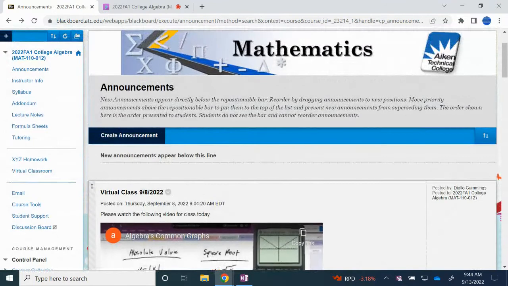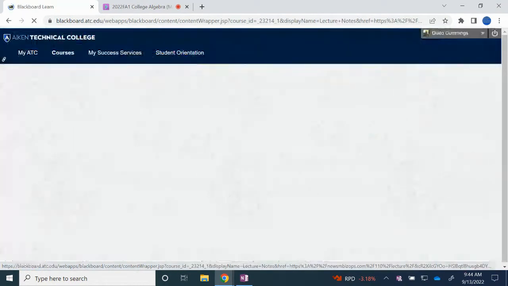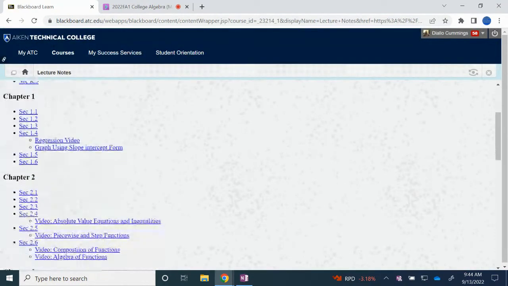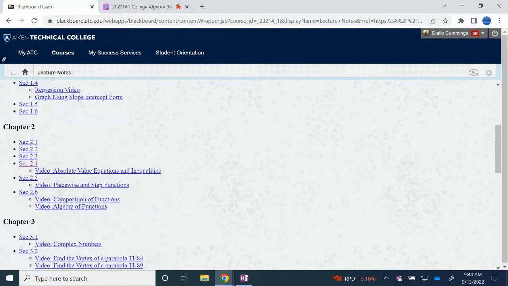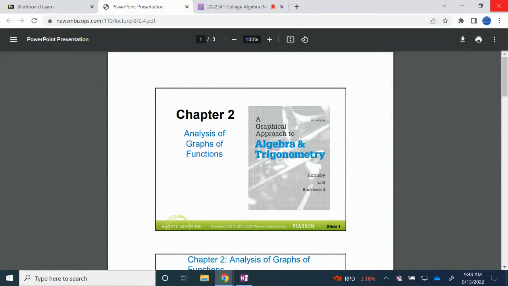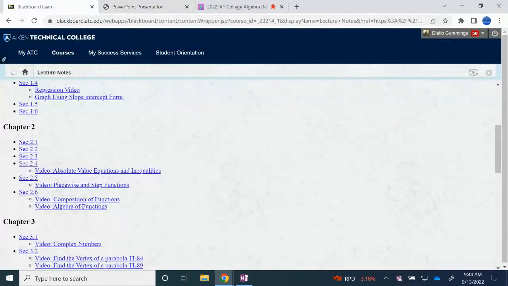All right. So just to let you know where I'm pulling these documents from, I'm going to go into the lecture notes section, and I want to take a look at the section 2.4 set of notes. Now, if I actually go back, notice that there is an absolute value equations and inequalities video. So you may or may not want to watch that, but that's just some additional information on absolute value equations and inequalities.